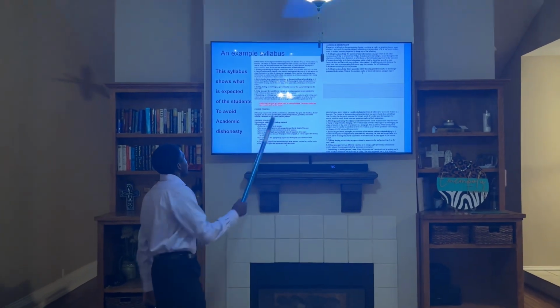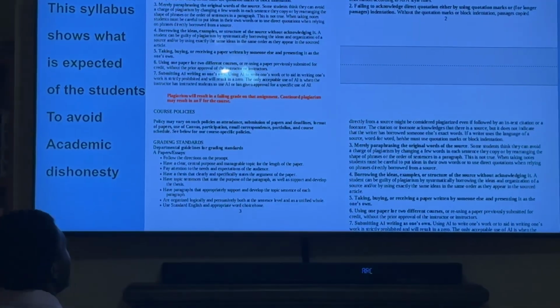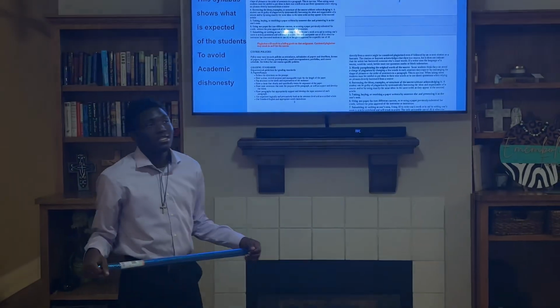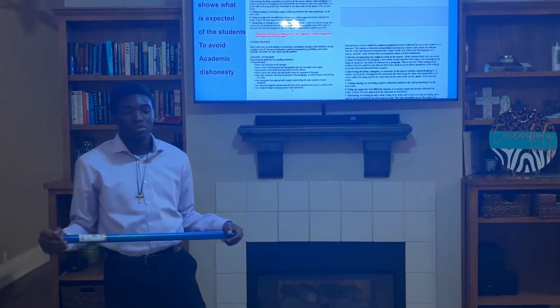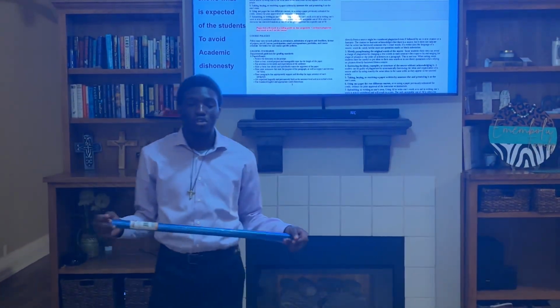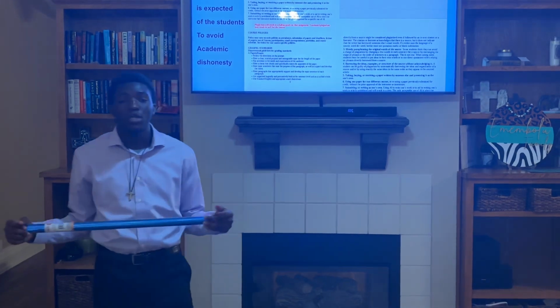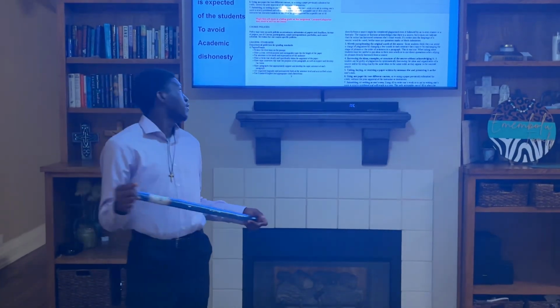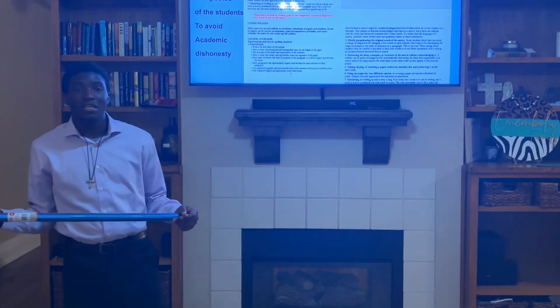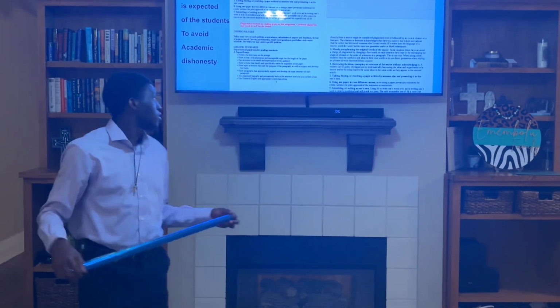Number 5, buying or receiving papers by someone else and presenting it as one's own. This is a more advanced level of plagiarism, because you're buying a paper and you're turning it in, even though you did not do any work for it, it's paying money. And if you're caught, you might be kicked out of the class or be failed automatically.